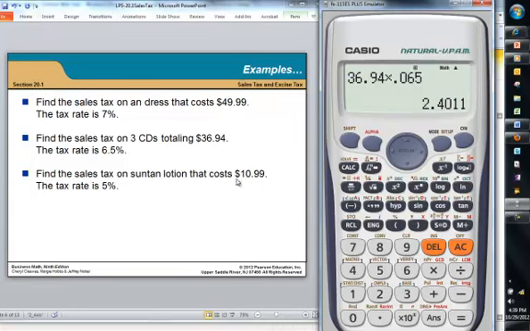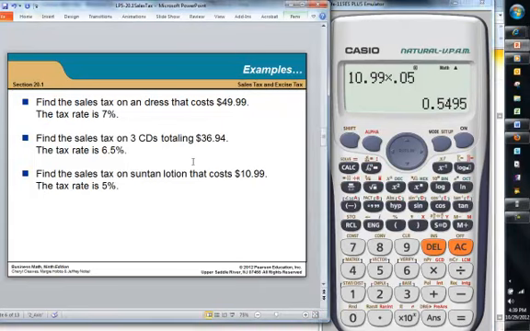Find the sales tax on suntan lotion that costs $10.99, and the tax rate is 5%. And we get 55 cents. Round up. Next one.